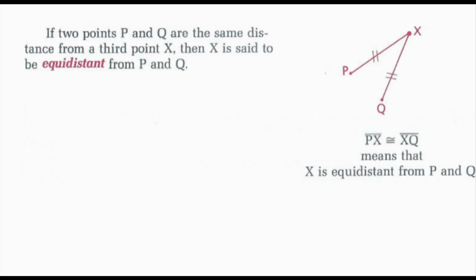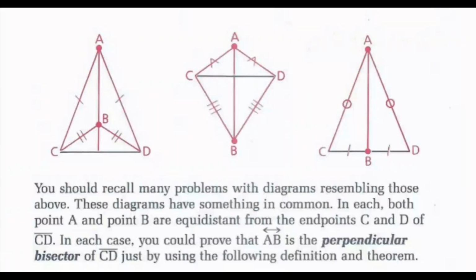Now, when I talk about equidistant, if 2 points P and Q are the same distance from a third point X, then X is said to be equidistant from P and Q. Equidistant meaning equal distance away. So the segments PX and XQ would be congruent, and that would also mean that X is equidistant from both points P and Q.